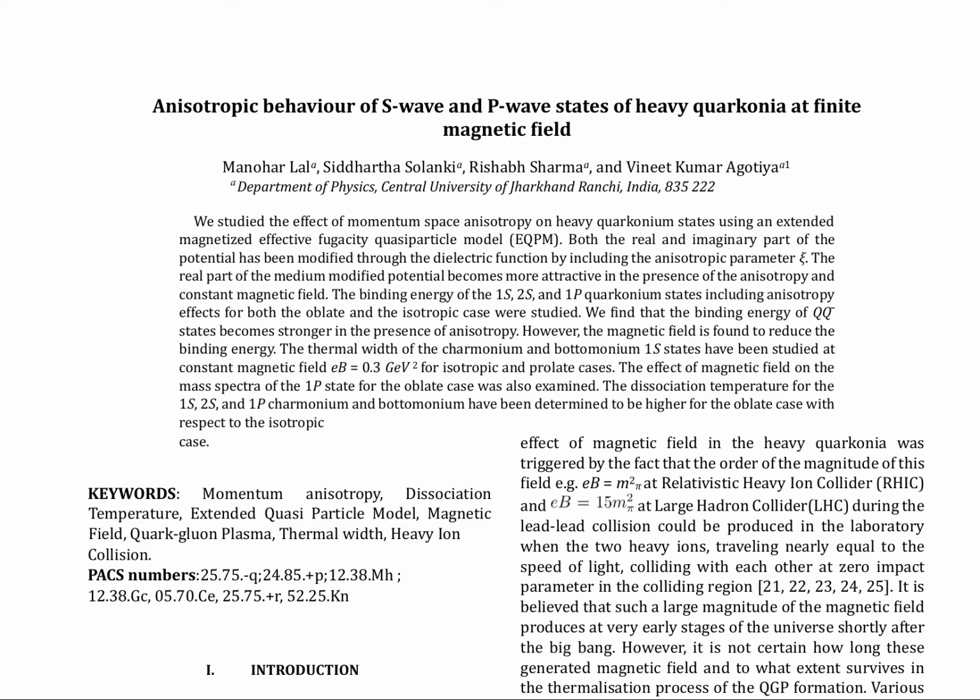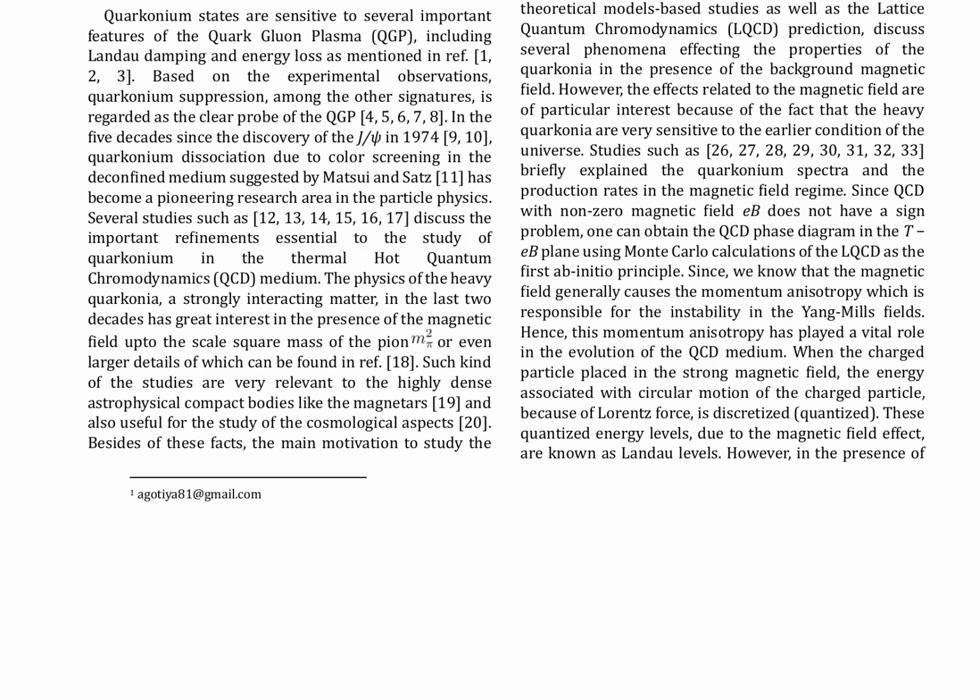The study investigates the anisotropic behavior of s-wave and p-wave states of heavy quarkonia at finite magnetic fields using an extended magnetized effective fugacity quasiparticle model, EQPM. The real and imaginary parts of the potential are modified through the dielectric function by including the anisotropic parameter Xi. The binding energy of the 1s, 2s, and 1p quarkonium states, including anisotropy effects, are studied for both oblate and isotropic cases. The results show that the binding energy of QQ̄ states becomes stronger in the presence of anisotropy, while the magnetic field reduces the binding energy.